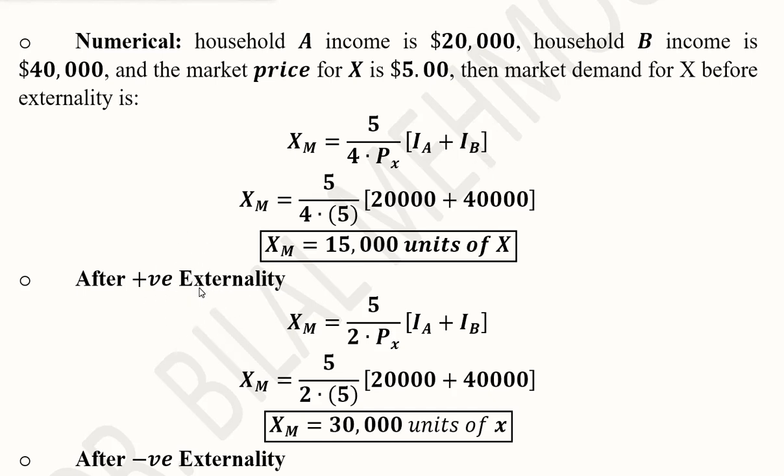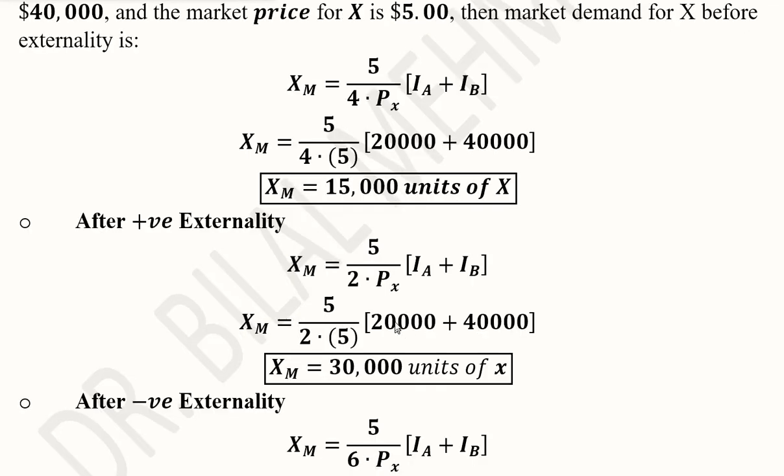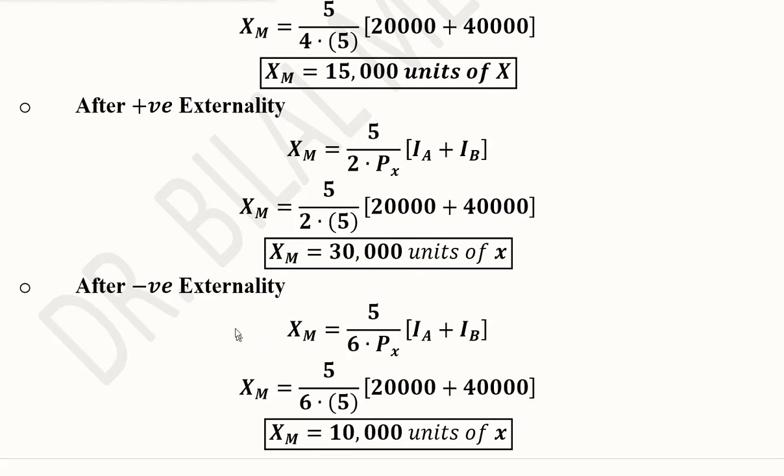Now if there is a positive externality, the answer should differ. This was the answer in case of the positive externalities, and we can put the values. Once we do this, we are going to get this answer, which is 30,000 units of good X. And in case of negative externality, we expect that answer is equal to that formula that we developed in the last step, and simplifying after putting the values will give us 10,000 units of X.